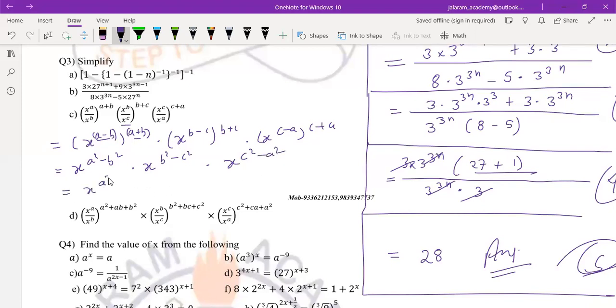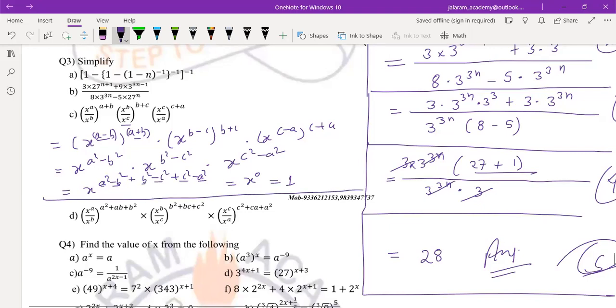So it is x to the power a square minus b square plus b square minus c square plus c square minus a square equals to x to the power, a square is cancelled out from a square, b square is cancelled out from b square, c square from c square. So it is x to the power 0 equals to 1. Is that clear to you? Yes, sir. Very easy.